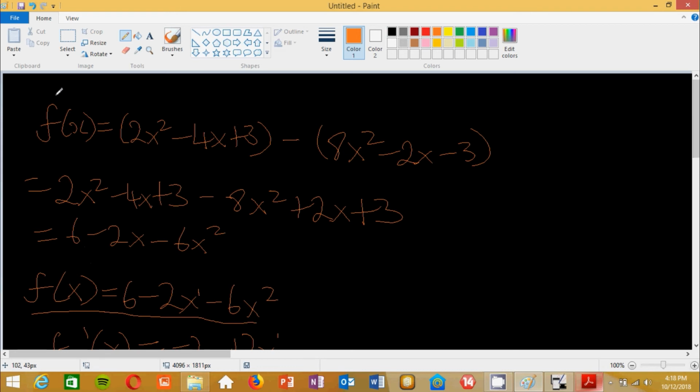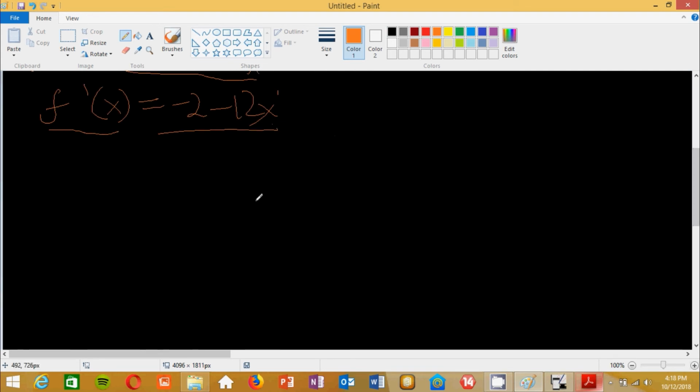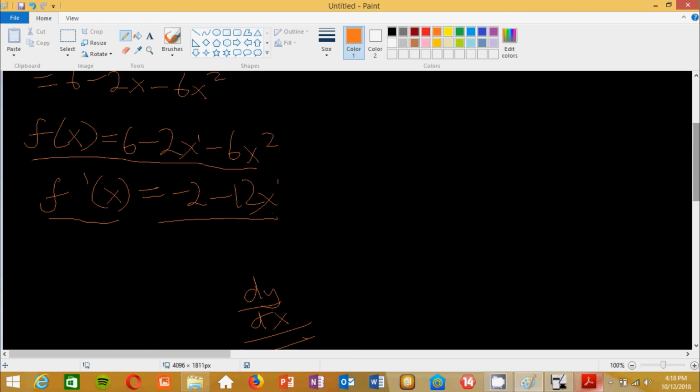If, instead of f of x, this was y is equal to, then our derivative would be dy dx. It would be dy dx, but in this case it was f of x, so we used f prime of x. We used this notation.